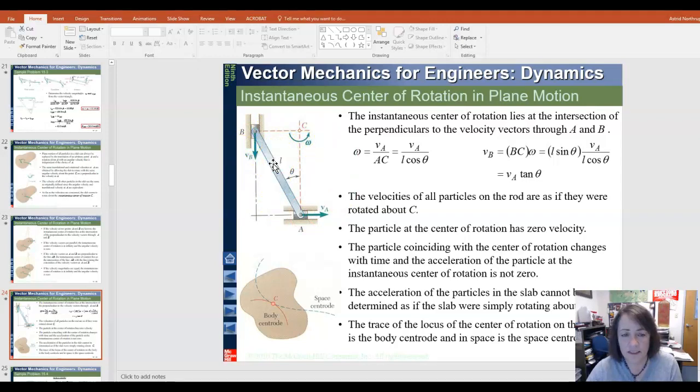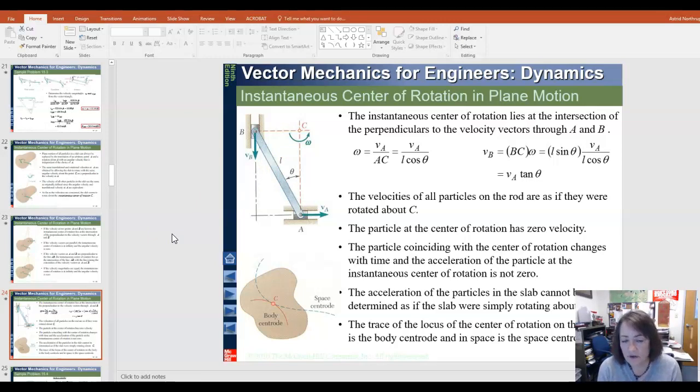If this velocity is going to be at some other angle, isn't it? In other words, this is purely vertical, this is purely horizontal. Everywhere here, the direction is going to be a little bit different, but we can use that same principle, and we know that the instantaneous center at that instant is still going to drop through point C and will be perpendicular to that velocity. The particle at the center of rotation has zero velocity.